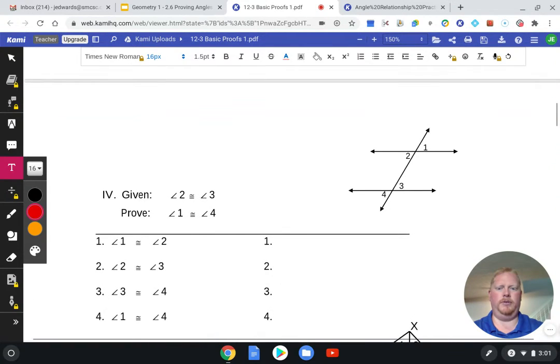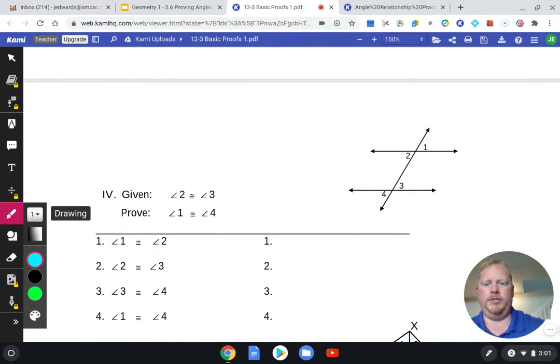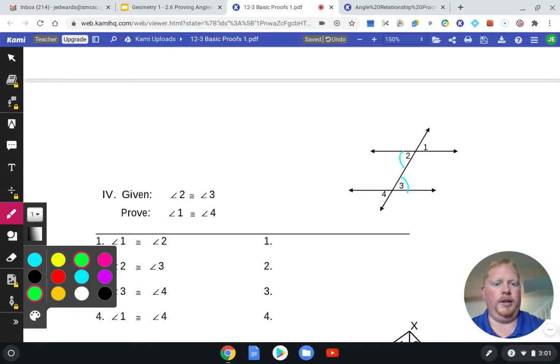Let's try this one. So given angle 2 is the same as angle 3, prove that angle 1 is the same as angle 4. So let's go ahead and take a look at our steps here. Angle 1 is congruent to angle 2. You know what? Before I even do that, let me go ahead and mark up the picture. So it tells us that 2 is the same as 3. So that's what was given to us. And they want us to prove that 1 is the same as 4.